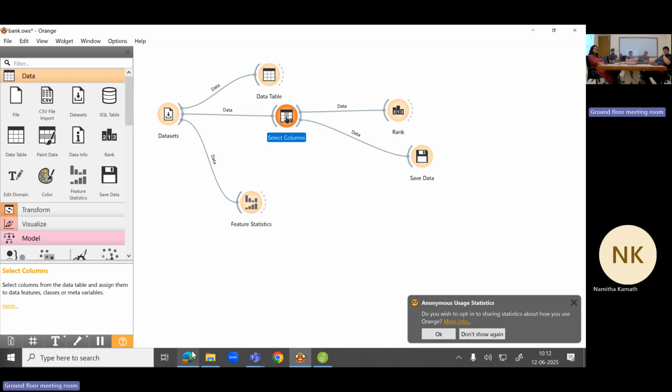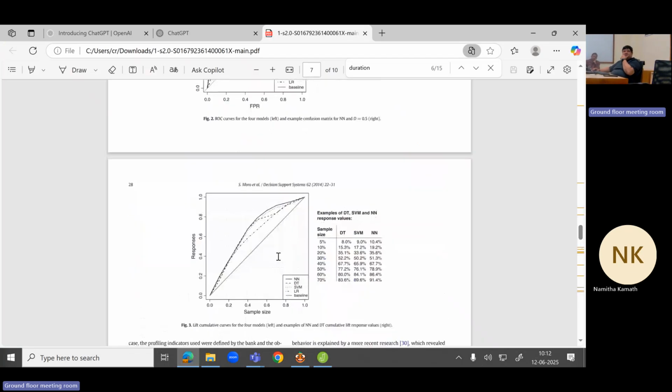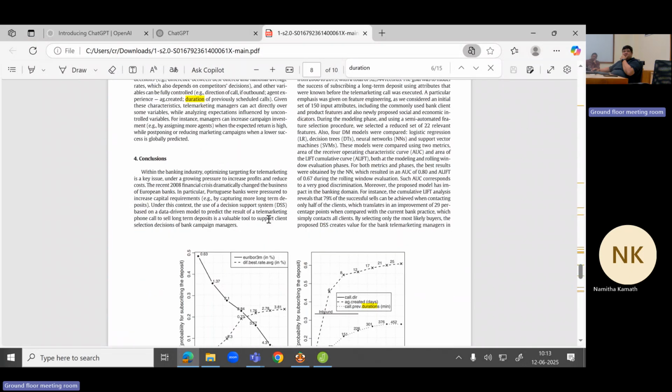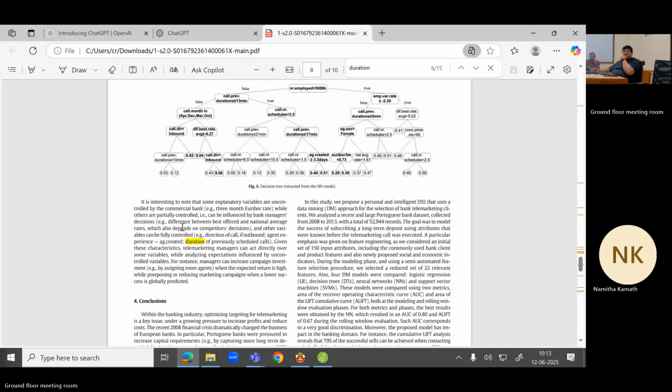Now, does that paper also give practical implications? Usually, managerial or practical implications is given, but it depends from paper to paper, the structure. It's interesting to note that some explanatory variables are uncontrolled by the commercial plan. See, they are mentioned. So I did read this, but you can see that some explanatory variables are uncontrolled by commercial plan, and others are partially controlled, can be influenced by bank manager's decision.